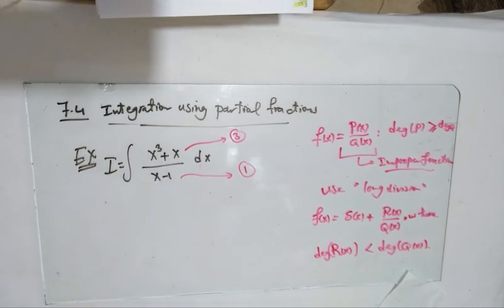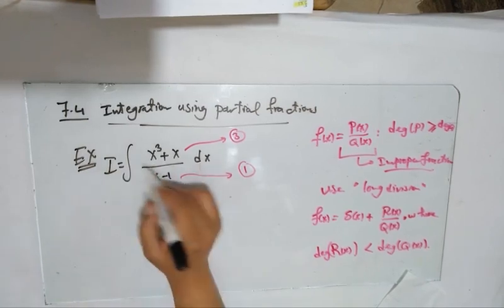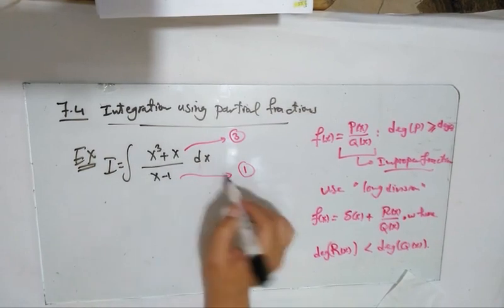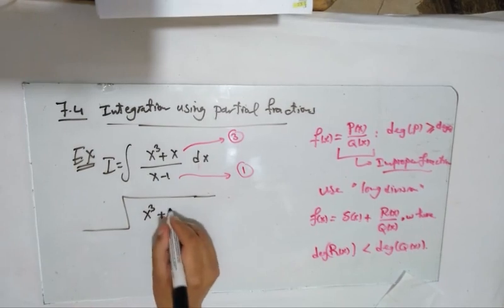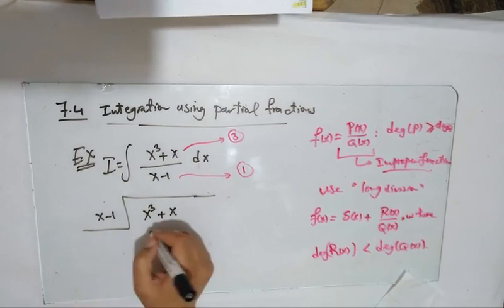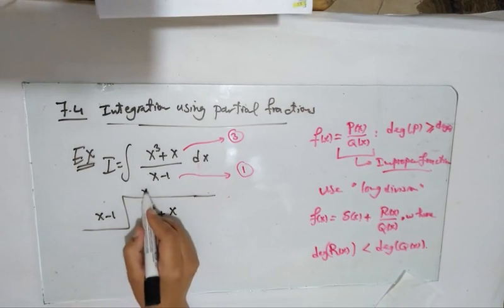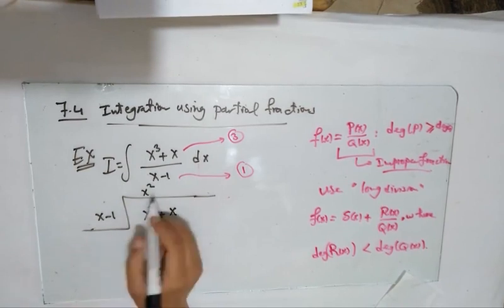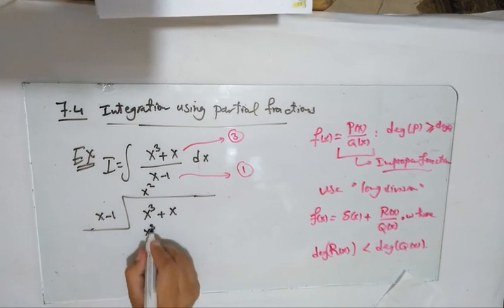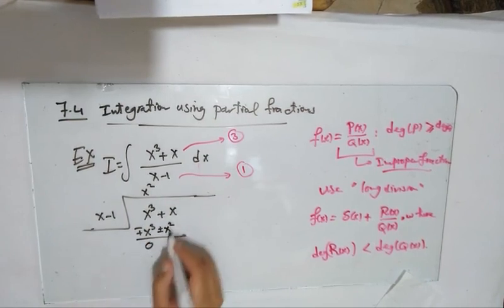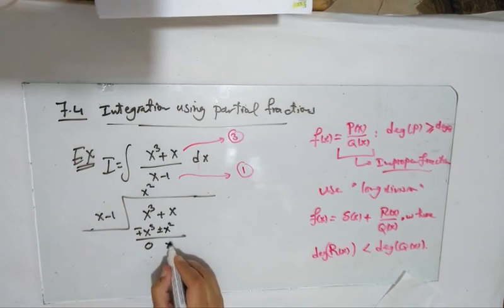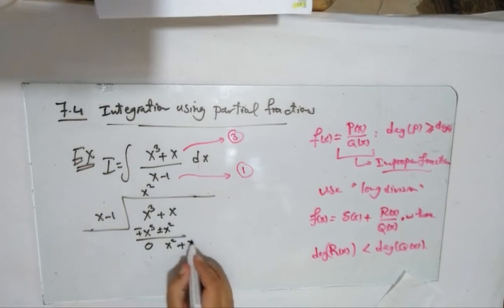So here you have x cubed plus x over x minus 1. The degree of the numerator is 3 and the degree of the denominator is 1. So let's apply the long division. Here you have x cubed plus x, and here you have x minus 1. If you divide x cubed by x, you will get x squared, and then you multiply: x squared times x is x cubed, and x squared times 1 gives minus x squared. Then you subtract, so you change the sign. This will be 0, and here you will have x squared and then plus x.